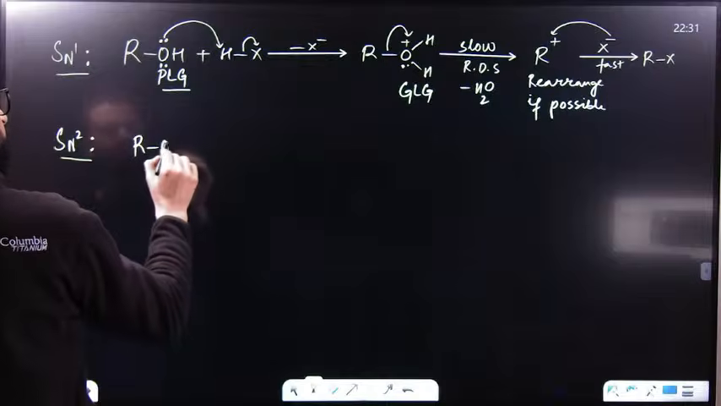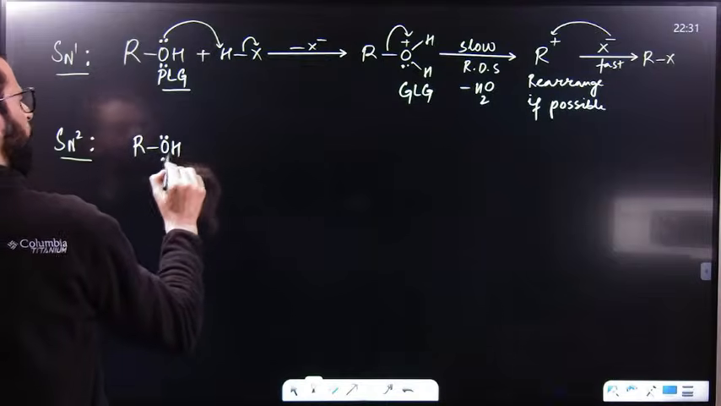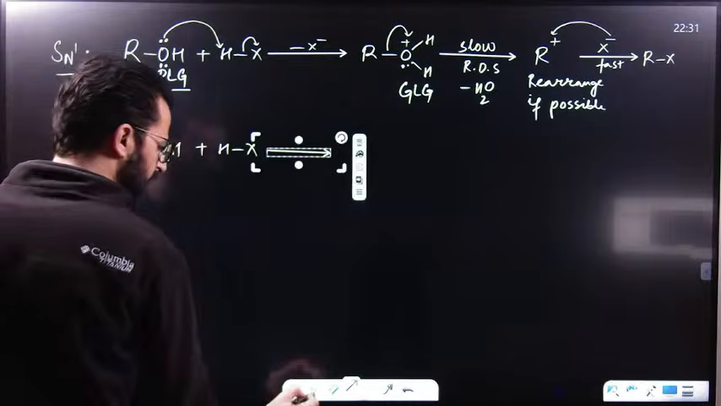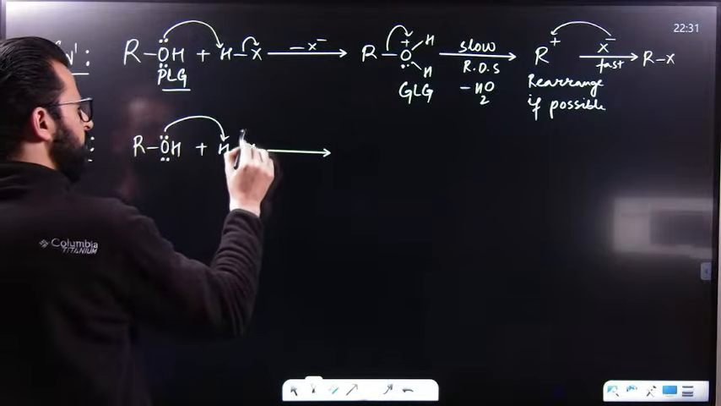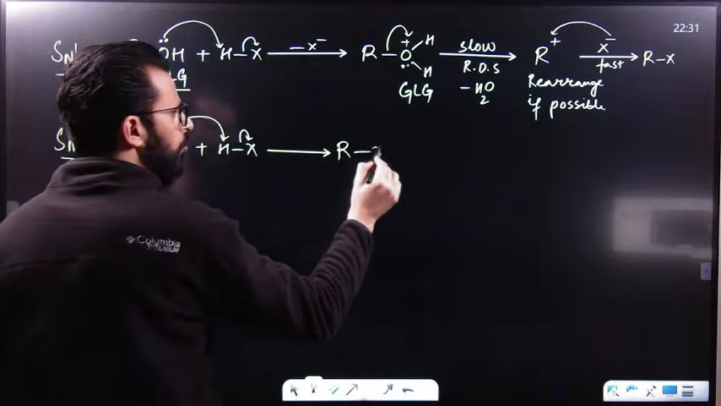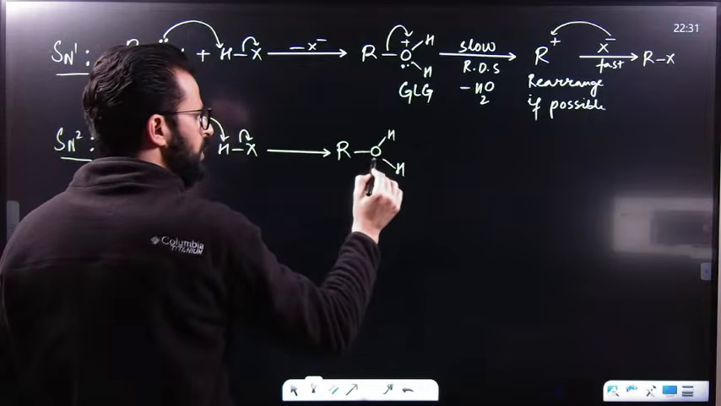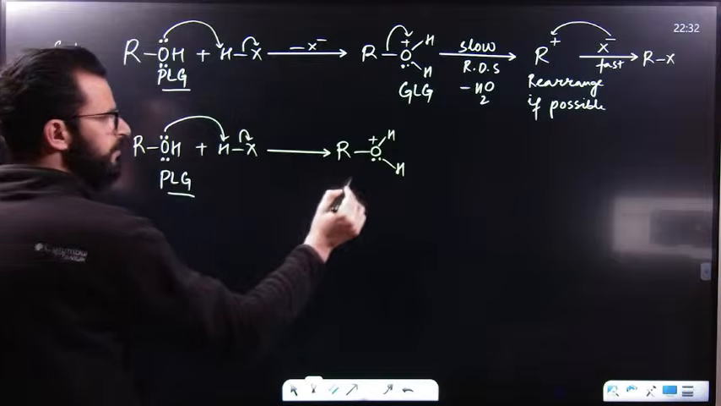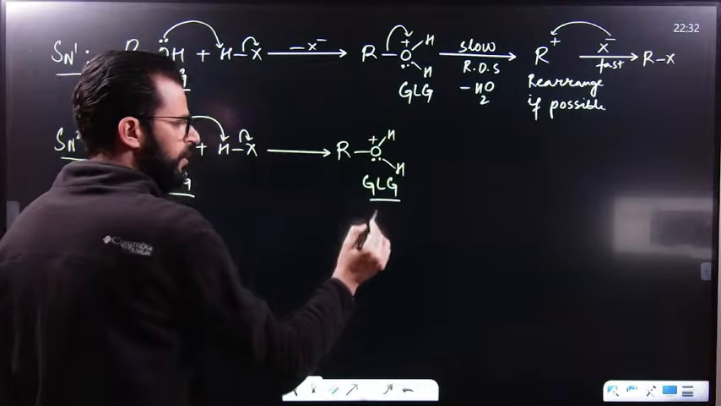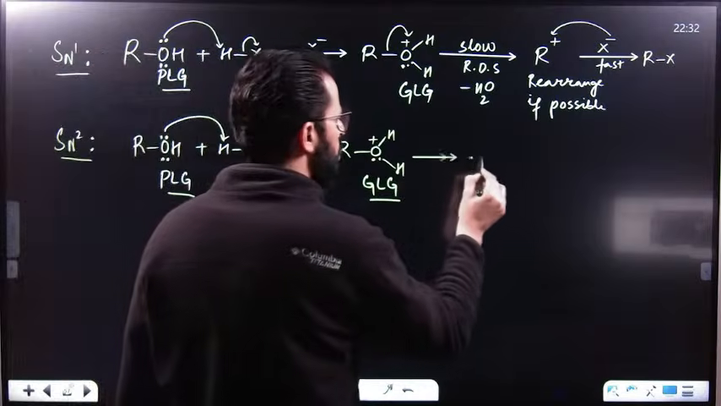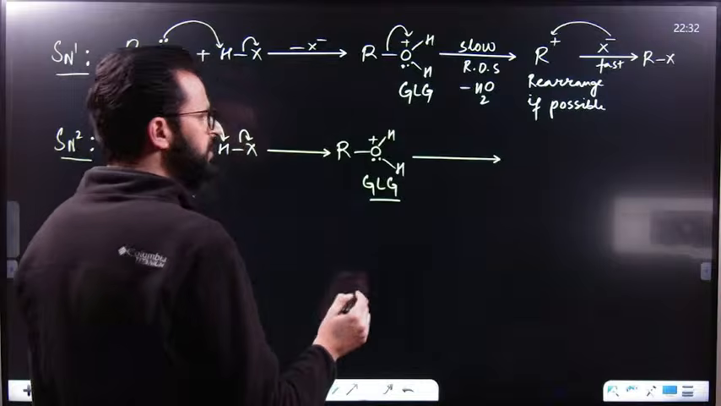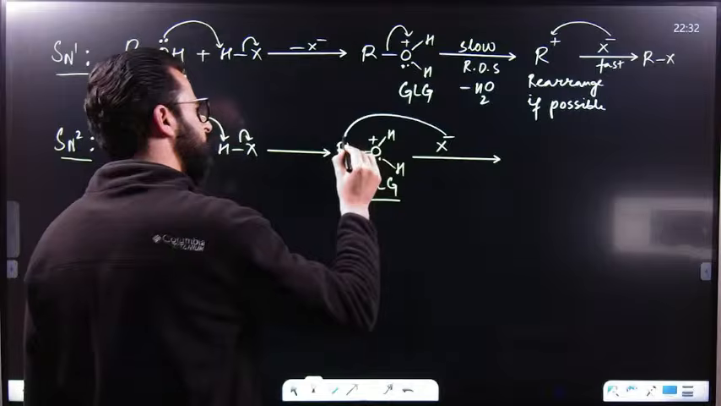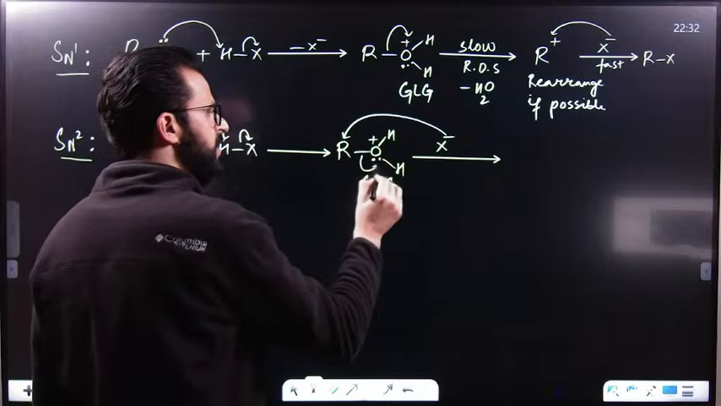This ROH first, as this is not a good leaving group, it abstracts proton from halogen acid, and it will result first in the formation of ROHH with a positive charge. That means it will first form this poor leaving group to good leaving group. Now, after that, remember this X minus will attack to this electron deficient site, and this will remove.